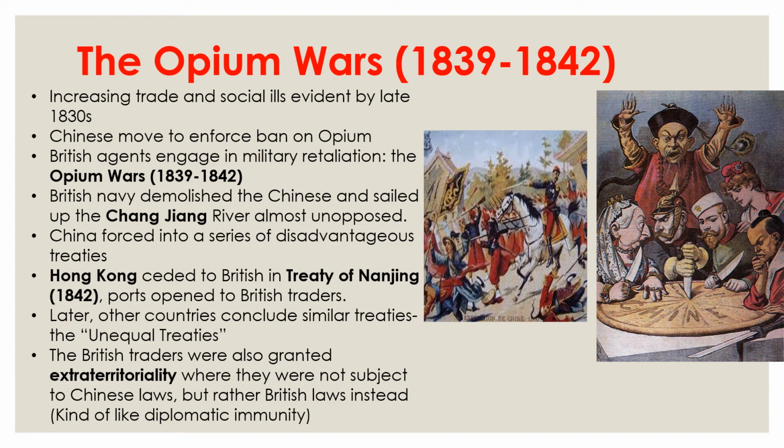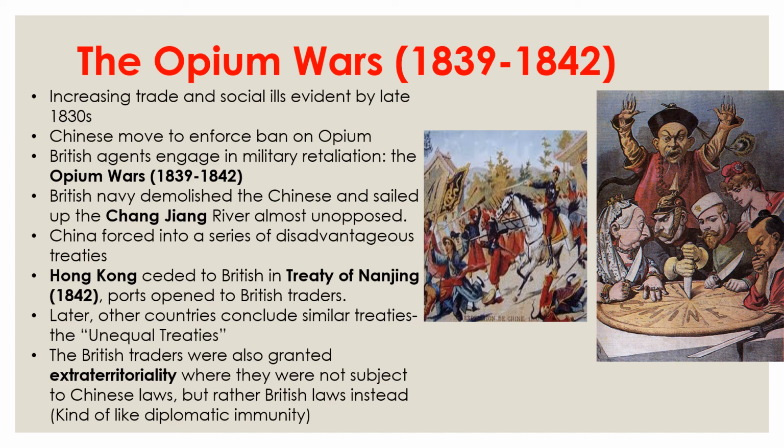So the British Navy moves in and they demolish the Chinese in the Opium Wars, and they sailed up the Yangtze River almost unopposed. The Chinese were forced into a series of disadvantageous treaties as a result of their loss in the Opium Wars. The city of Hong Kong would be ceded to the British in the Treaty of Nanjing of 1842.